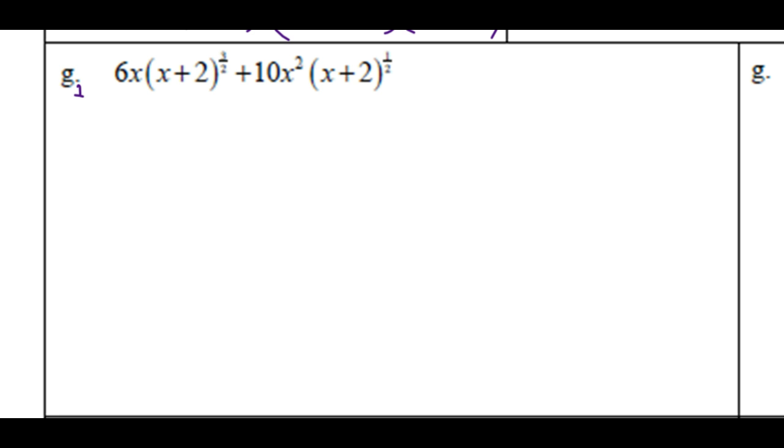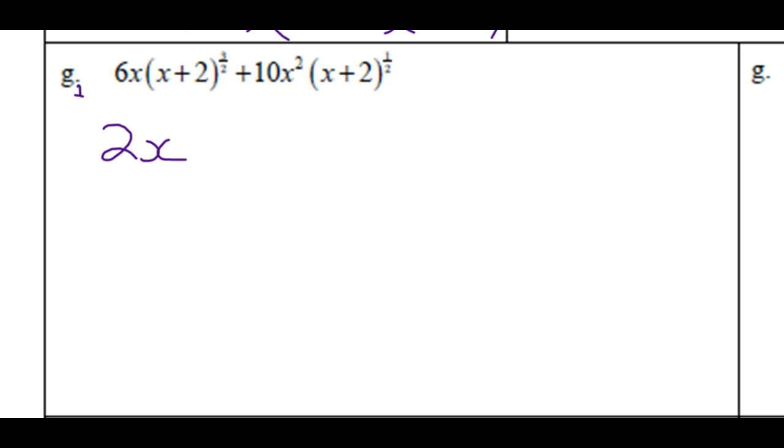So let's start with 6x and 10x squared. What's the biggest number that goes into 6 and 10? 2. What's the largest power common to x and x squared? Okay, so we got 2x. Now, we always go with the smaller power, right? So when we look at these, you got an x and an x squared. The smaller power is the common one, the one I could take out.